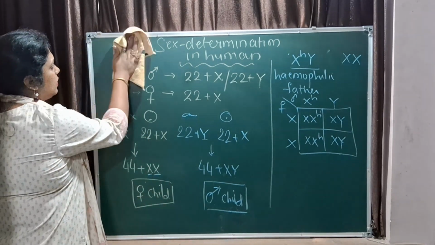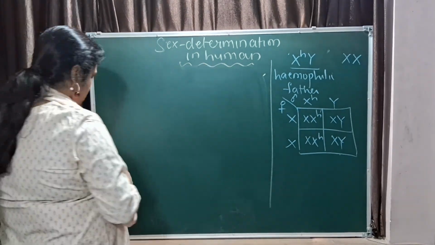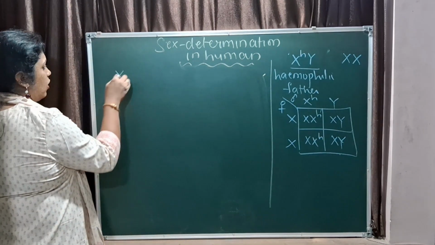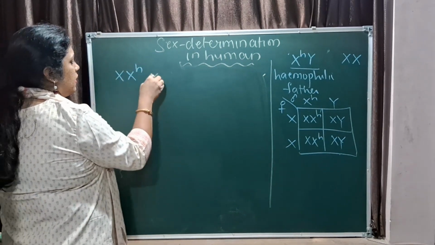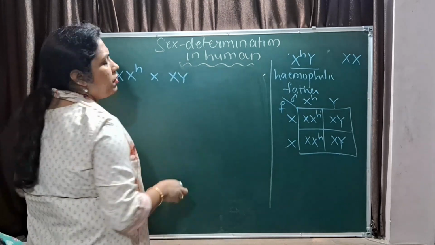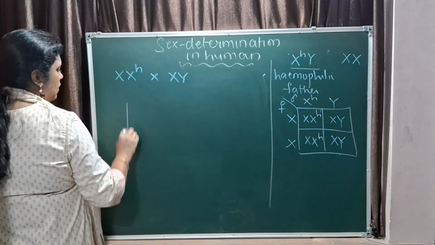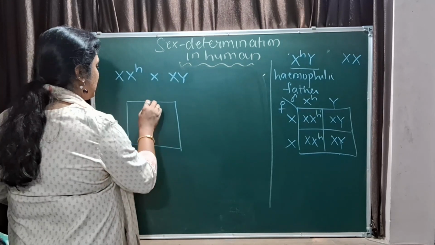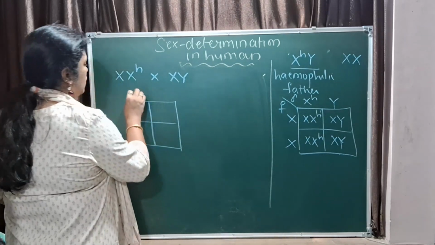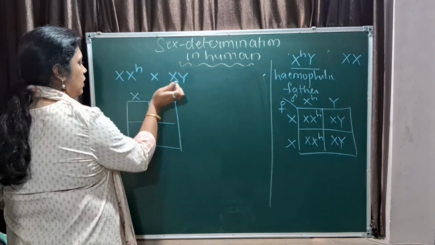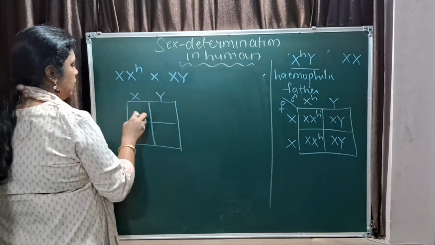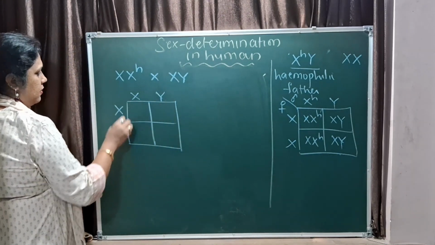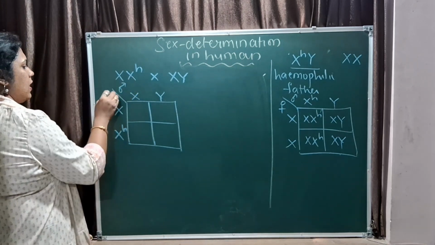So let me quickly rub this. Yes, so now the carrier daughter marries a normal man. Normal man means one who does not have the disease. I am not talking about mental abilities, children, I am talking about the disease. Kindly do not take me wrong. So here X and the normal man, XY, and the mother X is a carrier. So the father is here and the mother.